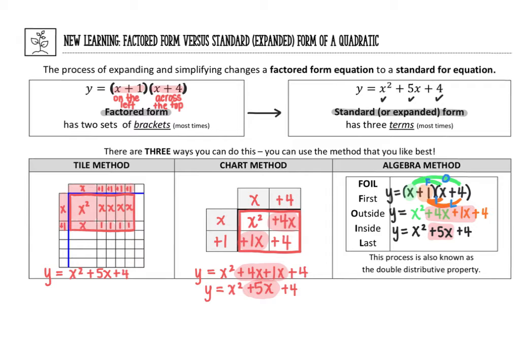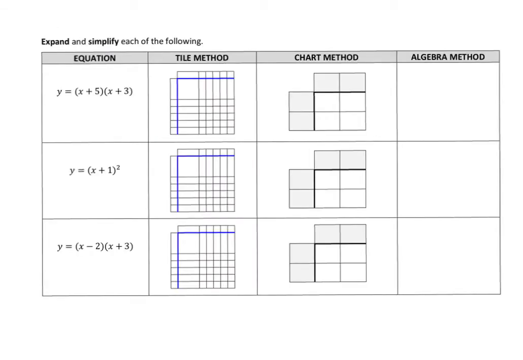These are the three methods that you can use to move from factored form into expanded or standard form. You'll get comfortable using a method, and that will be the one you'll most likely use when you answer these types of questions. Let's look at these three methods for three different examples. In our first equation, we have y equals (x + 5), all multiplied by (x + 3). Once again, using the tile method, we will represent what's in the first set of brackets along the left side. So we'll have one rectangle and 5 number tiles. Across the top, we'll have one rectangle and 3 number tiles to represent the x plus 3.